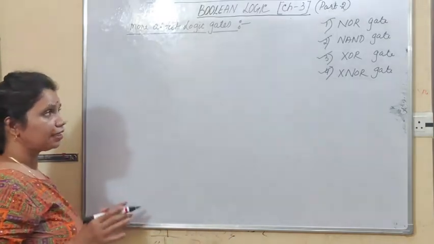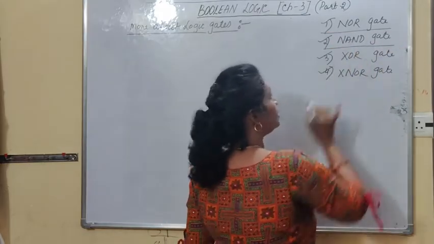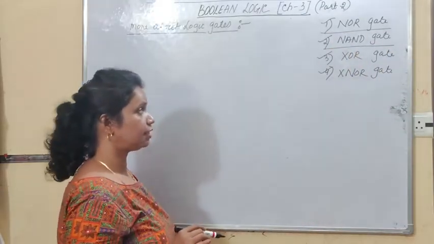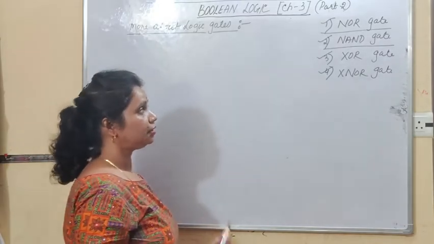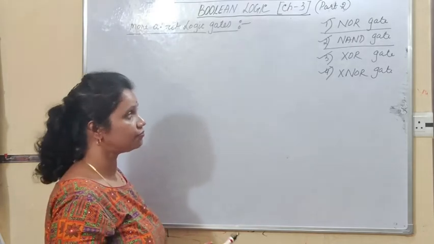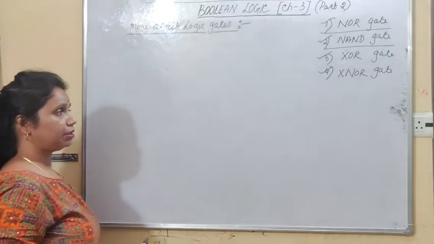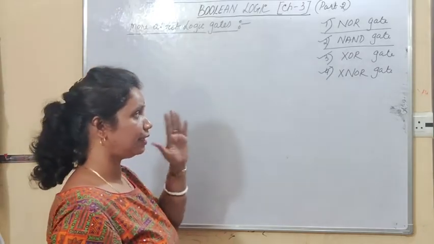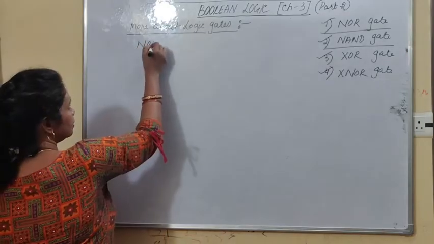Now, NOR gate and NAND gate, both the gates are known as universal gates. Right students? Why? Because these are widely used in industrial areas, right? That's why these are very popular gates. So, these are known as universal gates. After that, we will discuss exclusive OR gate and exclusive NOR gate. Okay. Let me discuss NOR gate first.